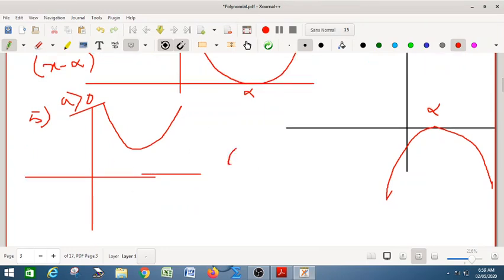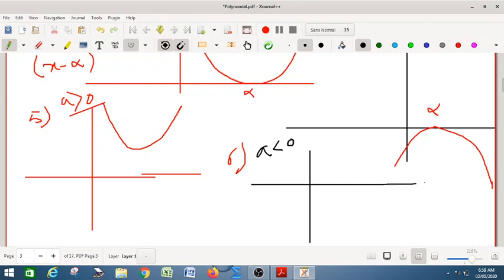And you have a sixth case. Let us keep some space for that. a less than 0. This is the diagram. There is no intersection with the x-axis. In this case also we have the same explanation.